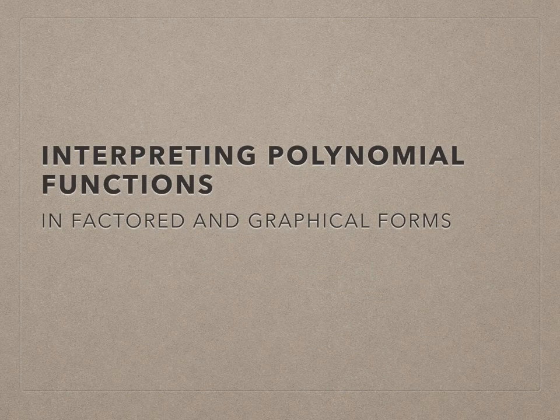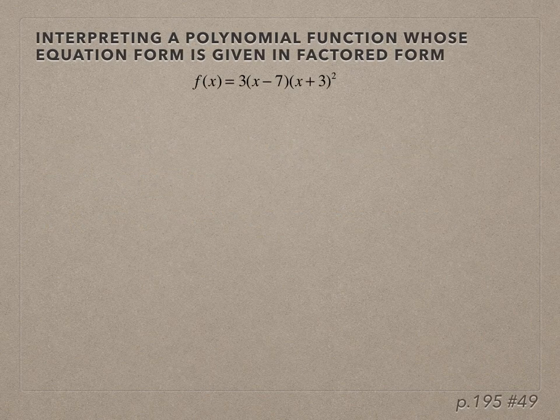In this video, we will interpret polynomial functions in factored and graphical forms. We'll start with the factored form of a polynomial function. f(x) = 3(x - 7)(x + 3)^2. So this will be a cubic polynomial function because if I were to multiply everything out, x squared times x would result in x cubed.